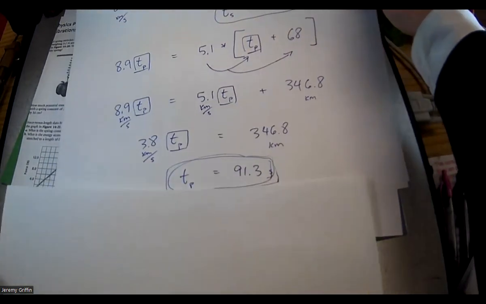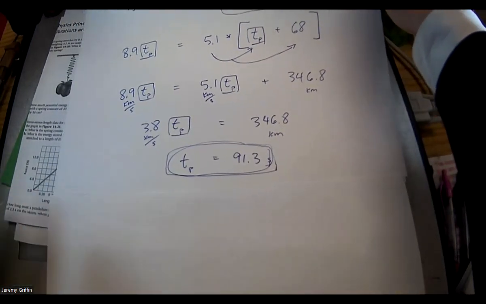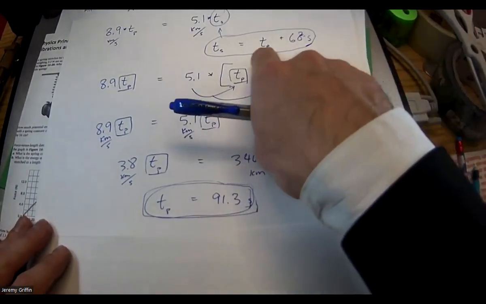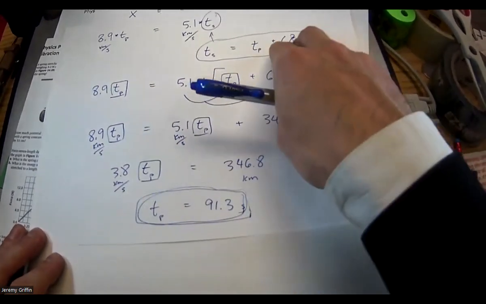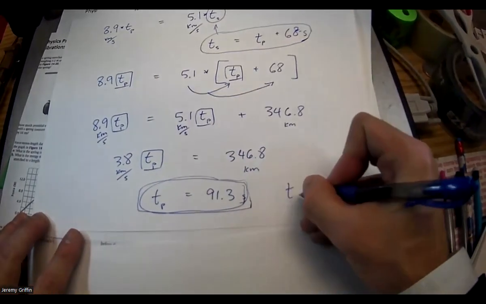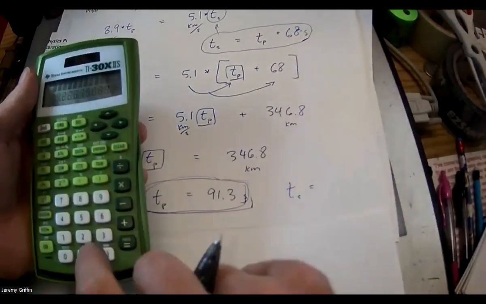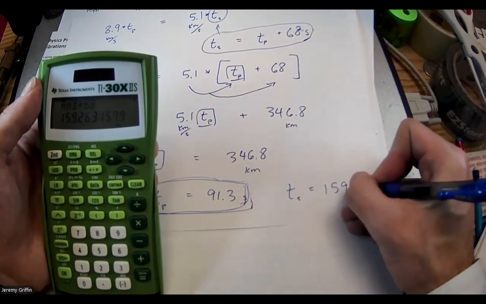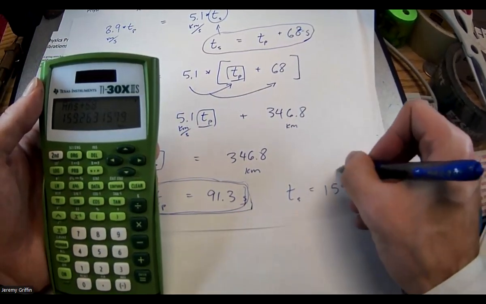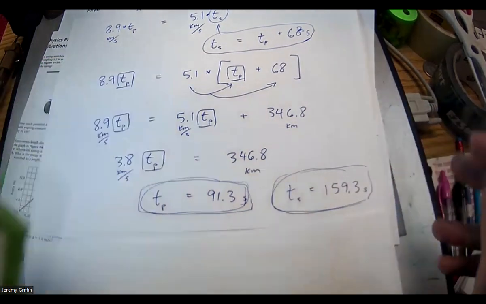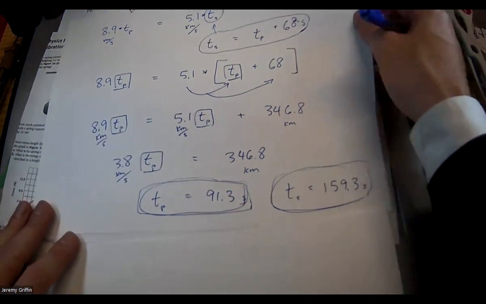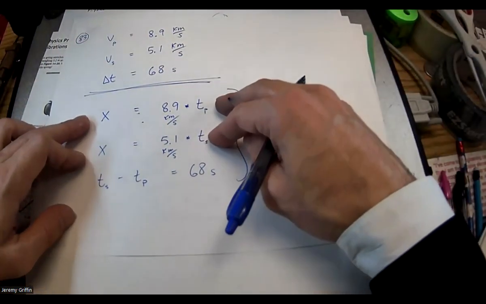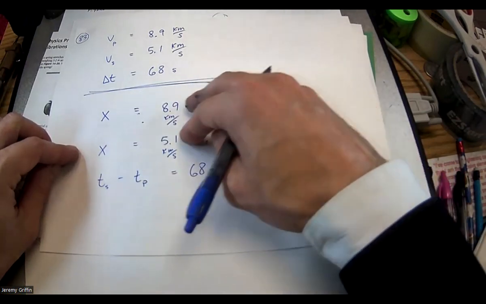I'll do a little bit of extra math just to show that everything works no matter how you solve it. If this is true for time primary, I wonder what the secondary time was. It's just that plus 68, isn't it? Time secondary is just this number plus 68 seconds, that's 159.3 seconds. So I got time primary, time secondary. Let's go back to the original setup. So I've got two different ways now I can get x. They should both agree with each other, right?